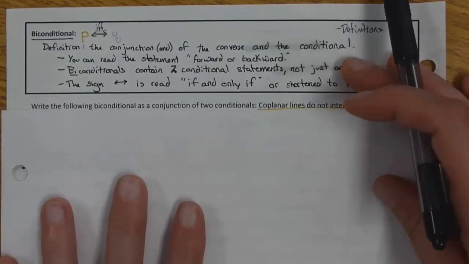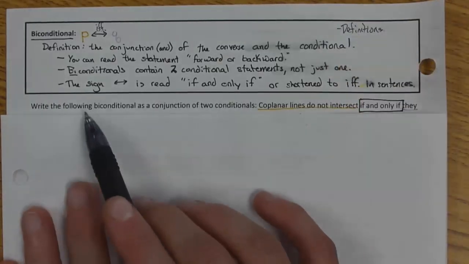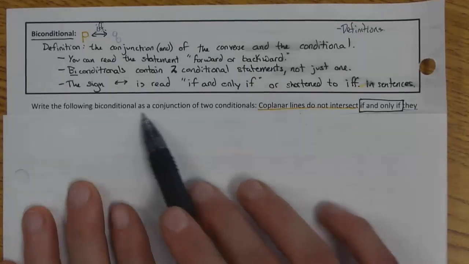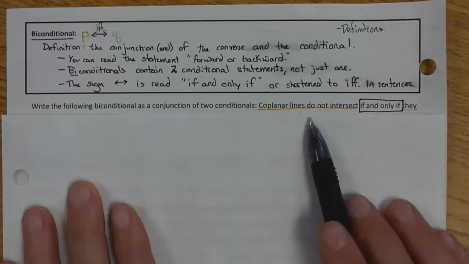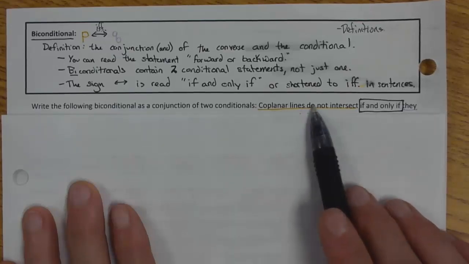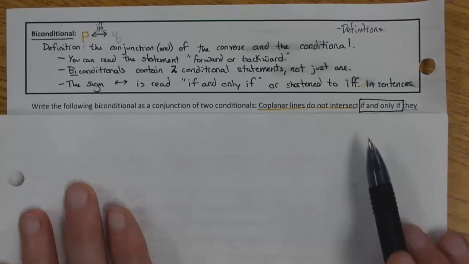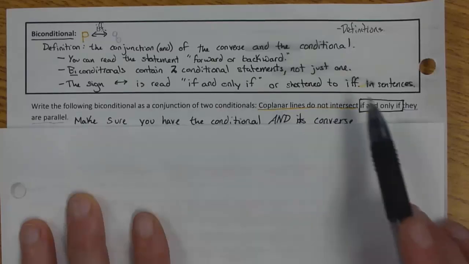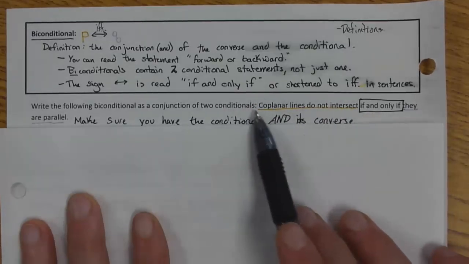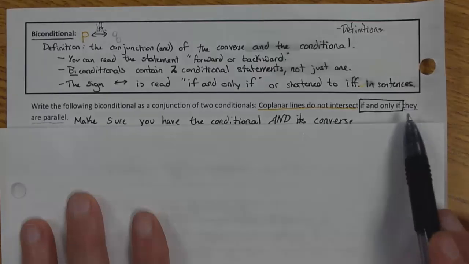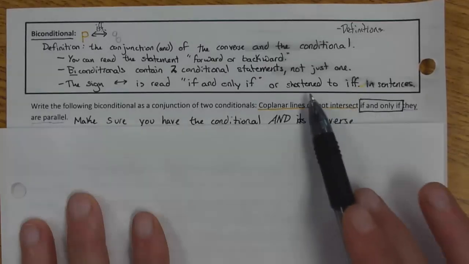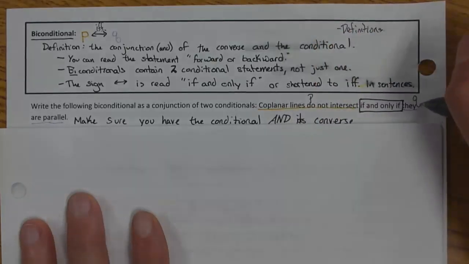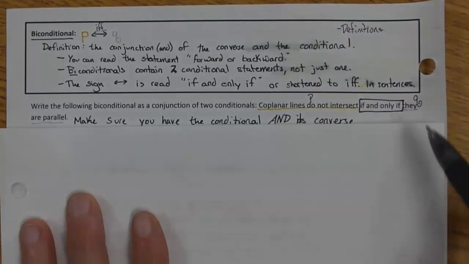So let's go ahead and try a few of these. We're going to write the following biconditional as a conjunction of 2 conditionals. So this is where we're given the statement, coplanar lines do not intersect if and only if they are parallel. Notice here the first step is to mark what you have to work with. Look for your if and only if and block it off. Prior to that will be one of your statements. We can just say it's our P, and after that will be our other statement, the Q.